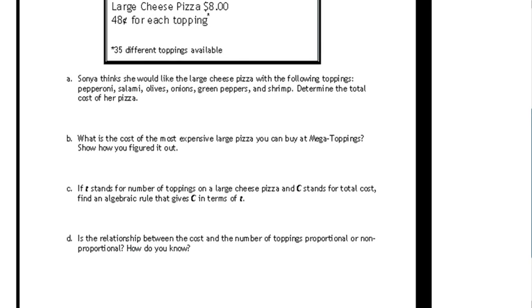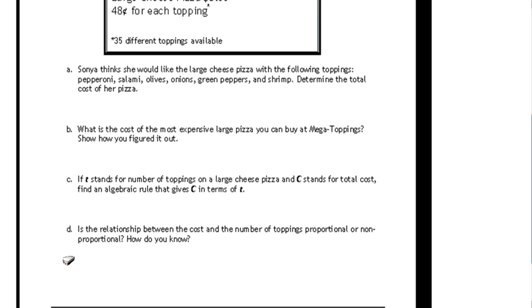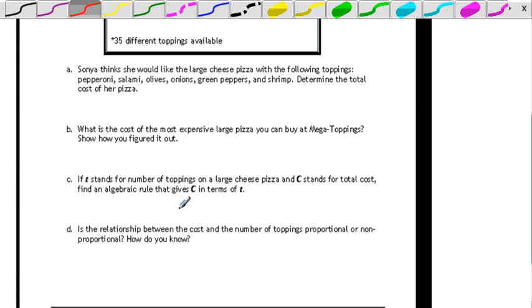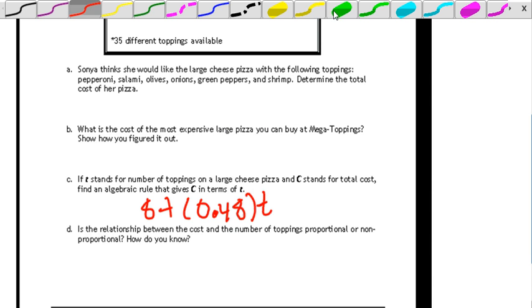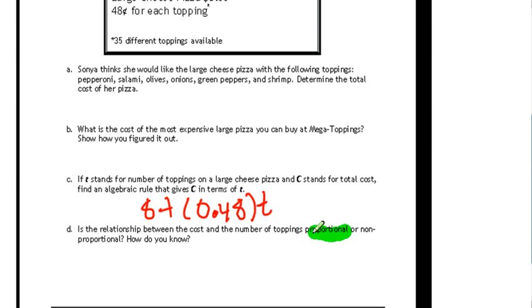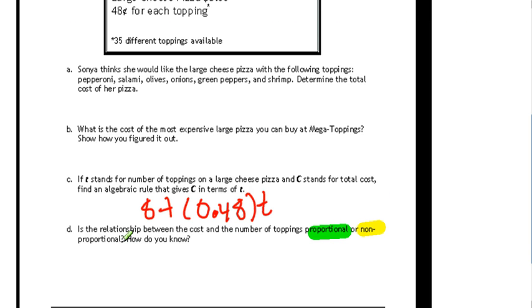Yesterday on the Tuesday video, you finished up with problem number 2 all the way to C. Let's finish up with part D. Is the relationship between the cost and the number of toppings proportional or non-proportional? If you remember, yesterday we knew that this was 8 plus 0.48t. Now, we want to figure out if it's proportional or non-proportional.